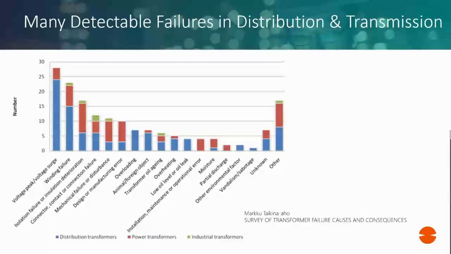Many of the failures in the network are actually detectable. Not all of them are preventable, such as lightning strikes, for example. But many of the failures that we see in distribution and transmission assets are actually detectable using data that is available to you as an asset owner of your devices.